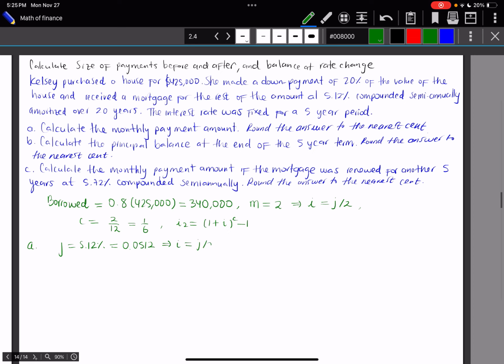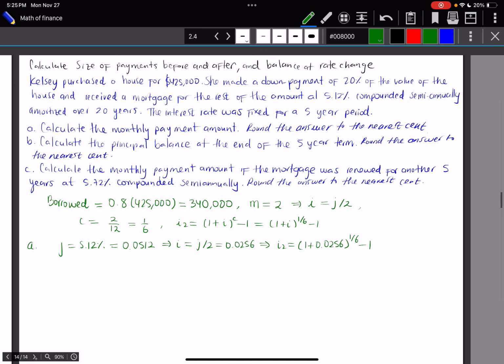I is J over 2, and then I turns out to be 0.0256. And with that value of I, the effective periodic rate I2 turns out to be 1 plus 0.0256 to the 1/6. That's the value of C. We have 1 plus I to the 1/6, and then minus 1.